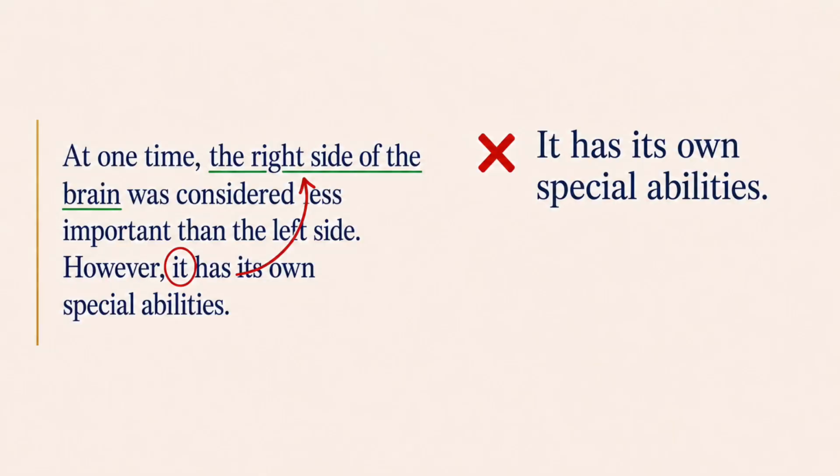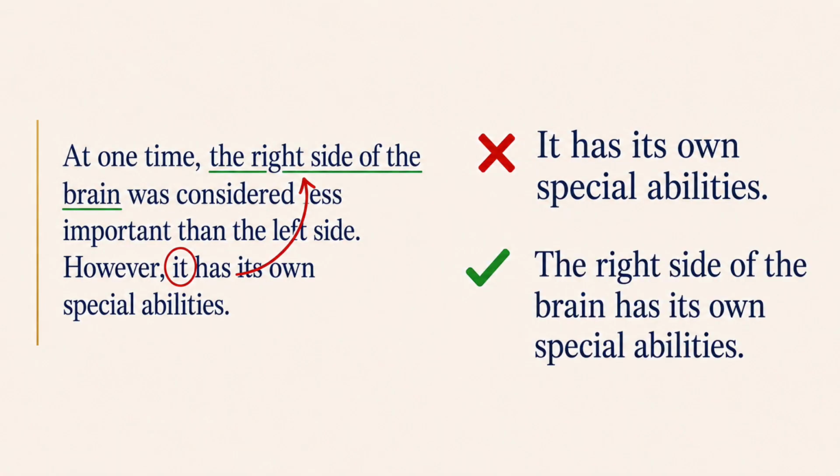So, if you're taking notes, do not write, it has its own special abilities. That note may confuse you later. Instead, write, the right side of the brain has its own special abilities.